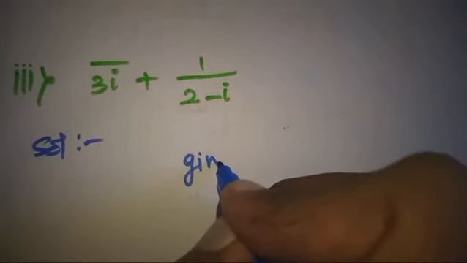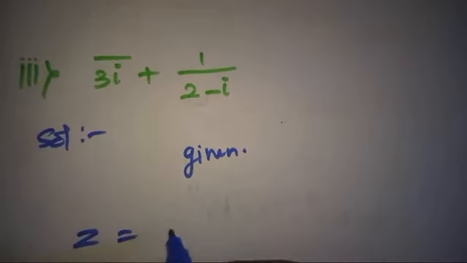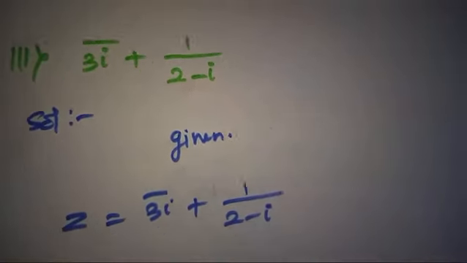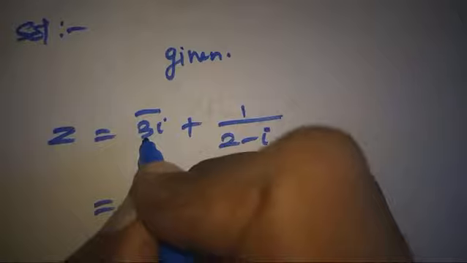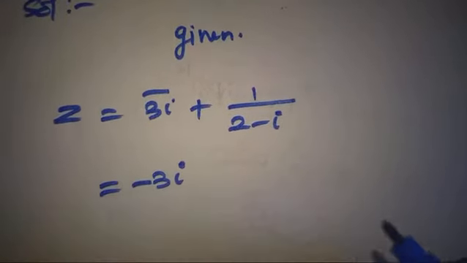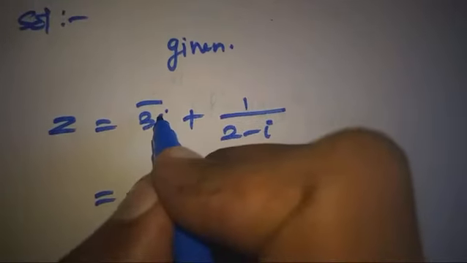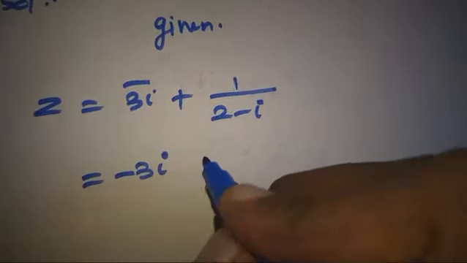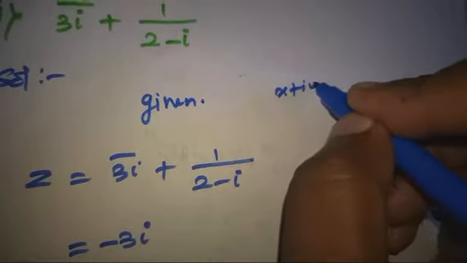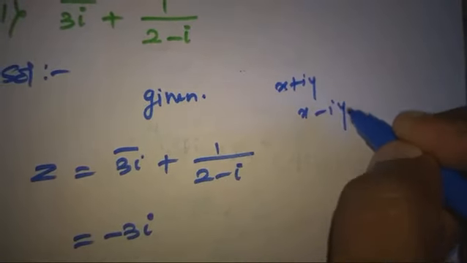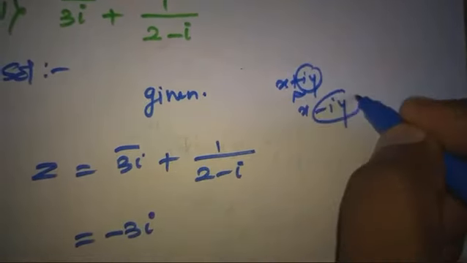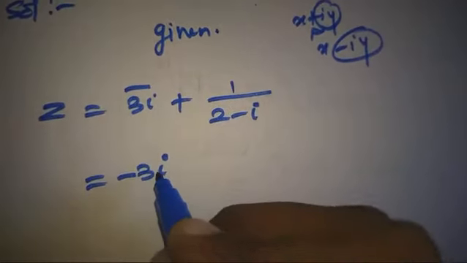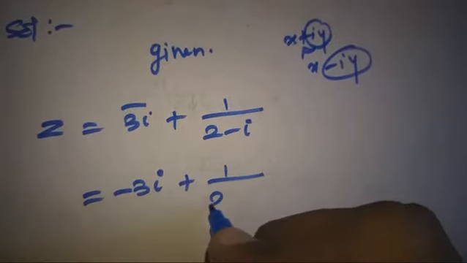In this given, z equal to 3i conjugate plus 1 by 2 minus i. Hence, 3i conjugate is minus 3i. Right? We change the sign of the imaginary part and write it in the conjugate. So when we say x plus iy, taking the conjugate, we change the sign of the imaginary part. So here the imaginary part is 3i; taking its conjugate gives minus 3i plus 1 by 2 minus i.